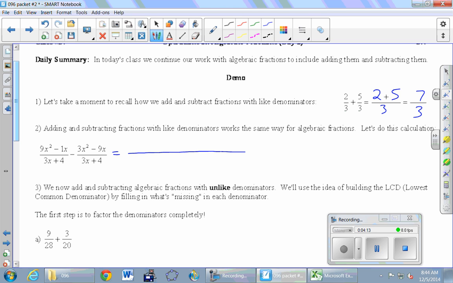So I'm going to first deal with the denominator. What is the new denominator? 3x plus 4, right? You guys know that you don't do anything to that denominator when you add the fractions. It's the common denominator. Now I'm going to go slow, just like we did with the numerical one. I'm going to copy the first numerator, 9x squared minus 1x.